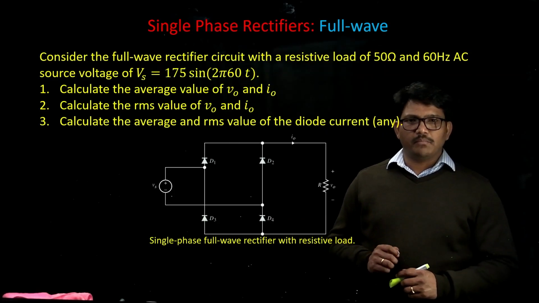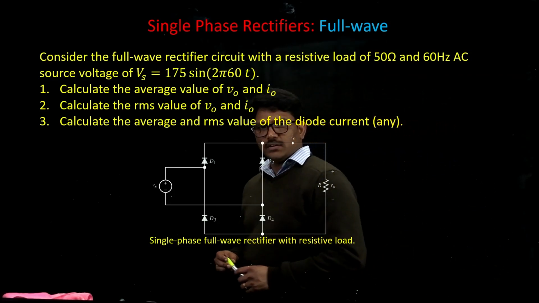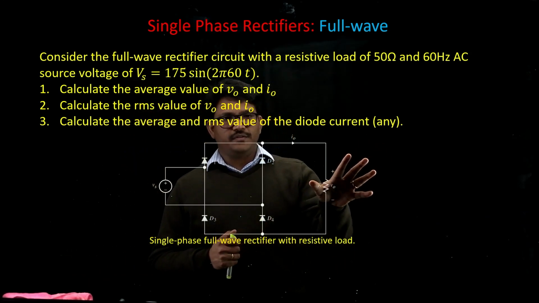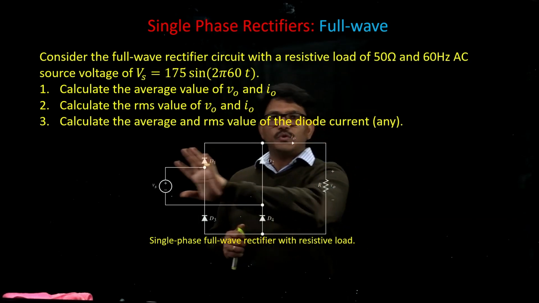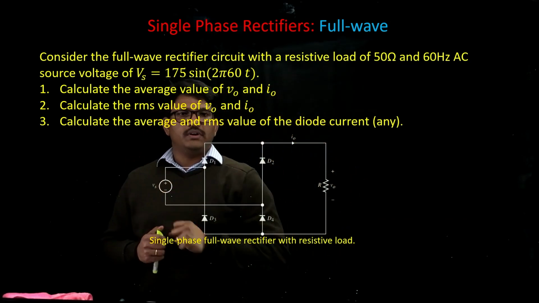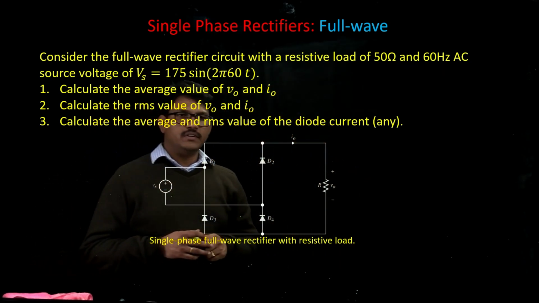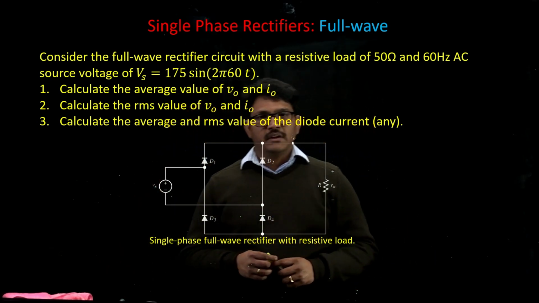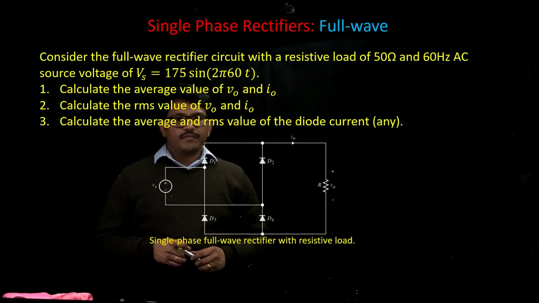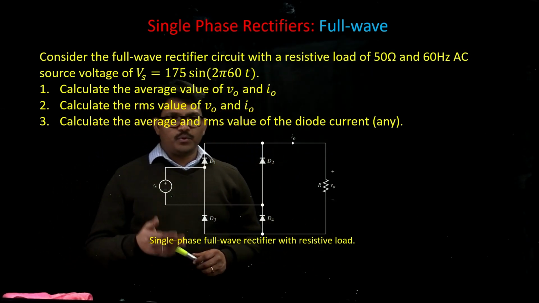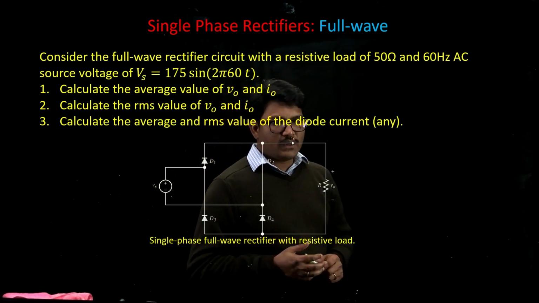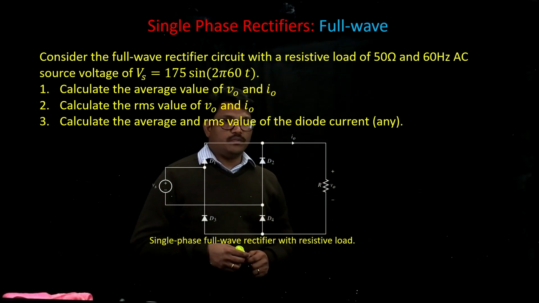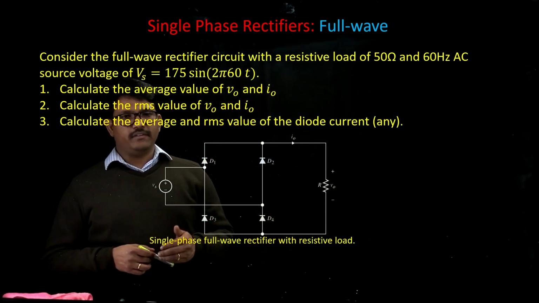Have a look at a problem on a full wave rectifier with diodes, where the value of the load resistance is just 50 ohm and it is supplied by a source voltage. The source voltage is given as 175 sine 2 pi 60 t, so the frequency of the supply voltage is 60 hertz. Now we want to calculate the average value of the output voltage and current, the RMS value of the output voltage and current, and then the average and RMS value of the diode currents, the current flowing through every diode.